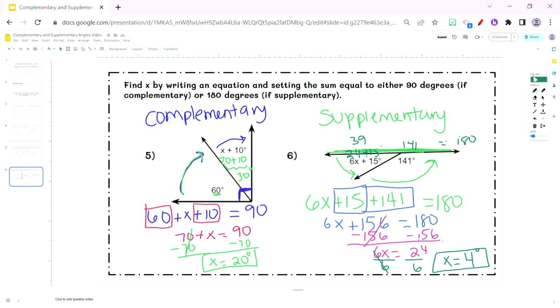All right, so hopefully you got both of those questions right. And hopefully now you can identify complementary and supplementary angles and find the missing measures.